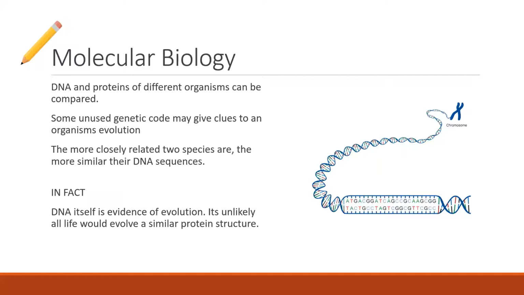The more closely related two species are, the more similar their DNA sequences. That should hopefully make sense. If you take a chimpanzee and a human, and they've got 99% of their DNA matching, that makes them look pretty similar. You take a dog and a wolf and compare their DNA, you might say, wow, they're 99% similar. So you'd be like, okay, there's something going on here, these things are quite closely related.